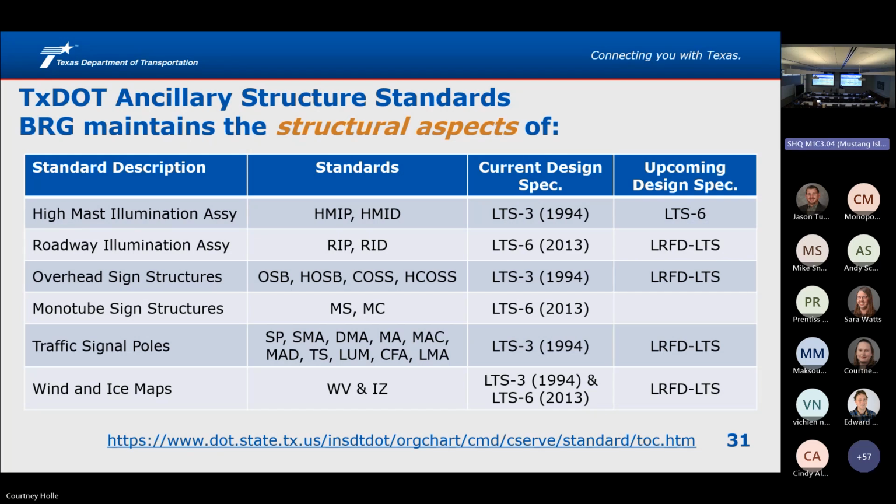Our main goal right now is to get anything that's designed under the LTS 3 standard spec, which is really before the fatigue provisions were in place, up to the LTS 6 or the LRFD. Anything that was in the works, and the majority of it is done, we're updating to the LTS 6. So that includes the high mast illumination poles.